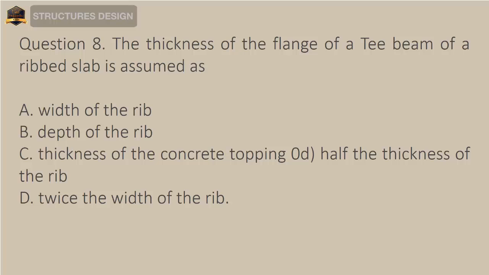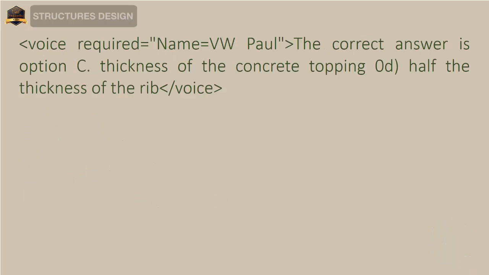Question 8. The thickness of the flange of a T-beam of a ribbed slab is assumed as: A, width of the rib; B, depth of the rib; C, thickness of the concrete topping; D, half the thickness of the rib; E, twice the width of the rib. The correct answer is option C, thickness of the concrete topping.